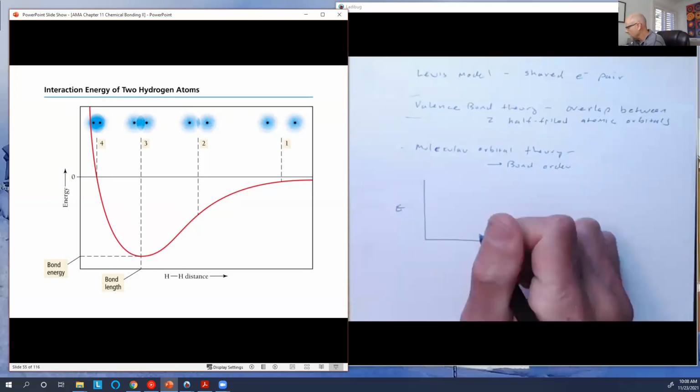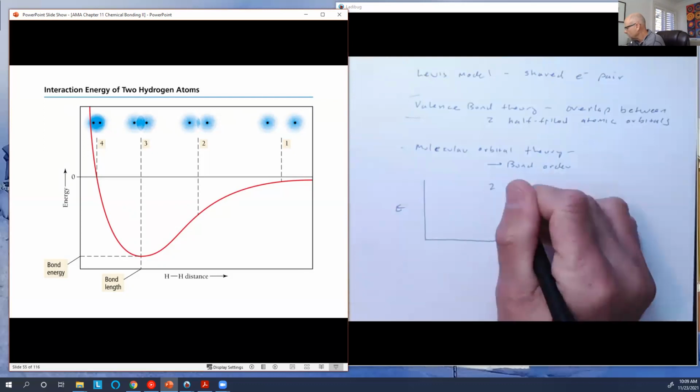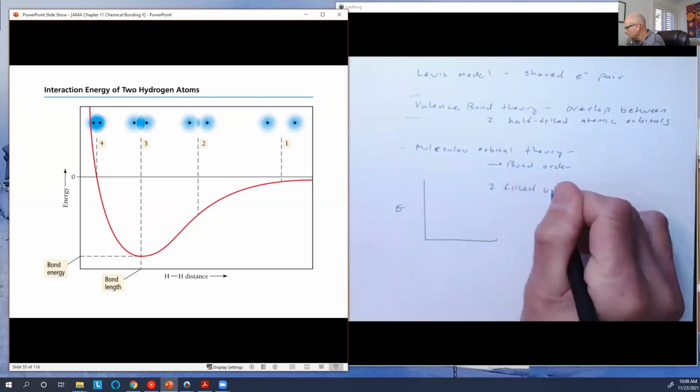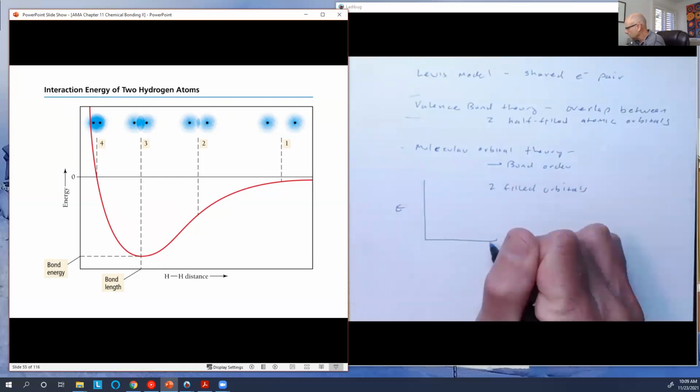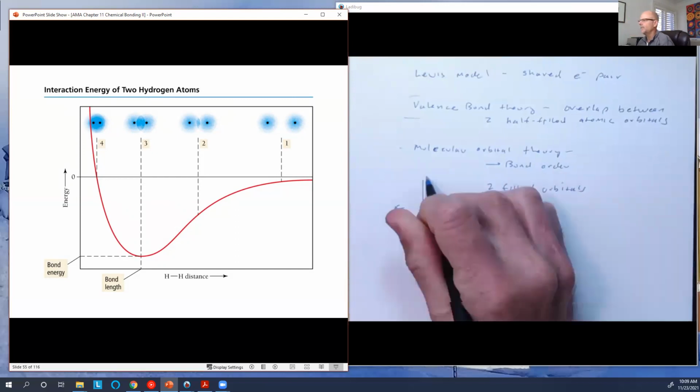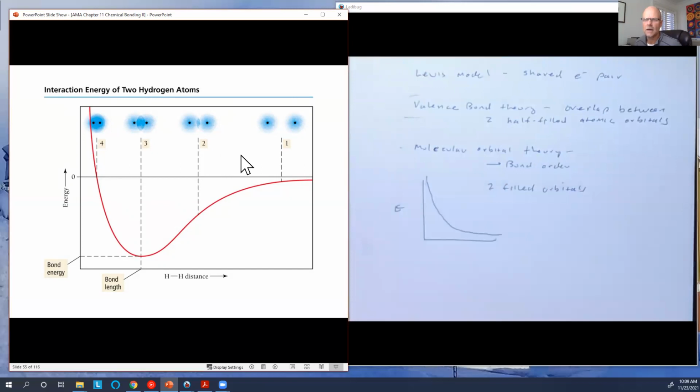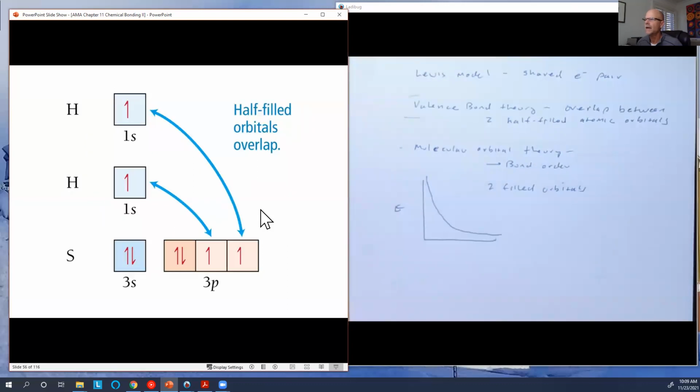If we plot the energy of interaction for two filled orbitals, we get a curve that looks like this. The energy just goes up and up and up, right? And that means that the two atoms are not going to be attracted to one another, and that a bond will not form between those two filled orbitals. So what does that mean? That means we can look at the electron configuration of atoms. We can look to see if they have half-filled orbitals. If they have half-filled orbitals, then we can say, aha, a chemical bond is going to form between those half-filled orbitals.